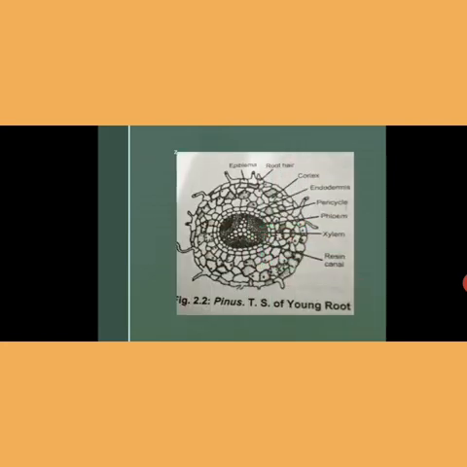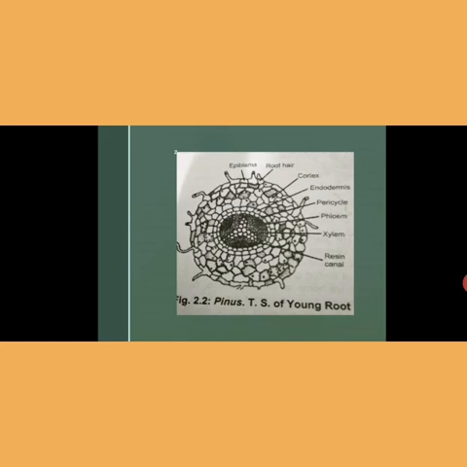In this figure, we can see the epiblema, cortex, endodermis, pericycle, phloem, xylem, and the resin canal. I explained these in the previous slide; each and every part we can see in the figure. Instead of the epidermis, there is an epiblema present as the outer layer. On the outer side of the epiblema there are unicellular root hairs. Below the epiblema there is a cortex, which is made up of parenchyma cells.